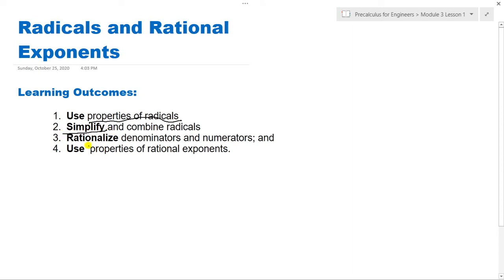So simplify. Then rationalize denominators and numerators, because some problems require you to eliminate radical signs either in the numerator or in the denominator. Then finally, you'll be able to use the properties of rational exponents. Kasi dalawa to, radicals and rational exponents, they come all together. Like you can convert radical expressions into rational exponents, and vice versa. They are almost close or related to each other.